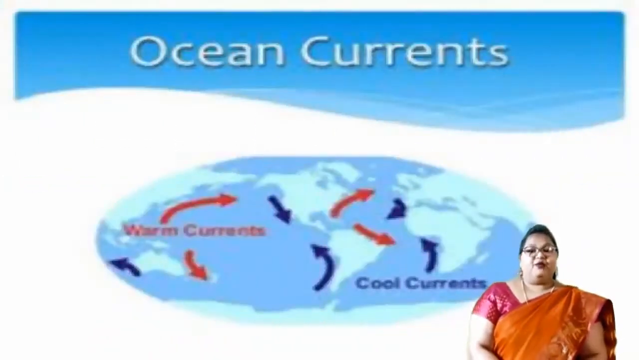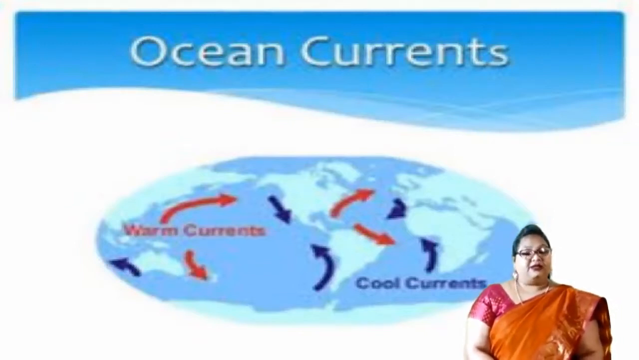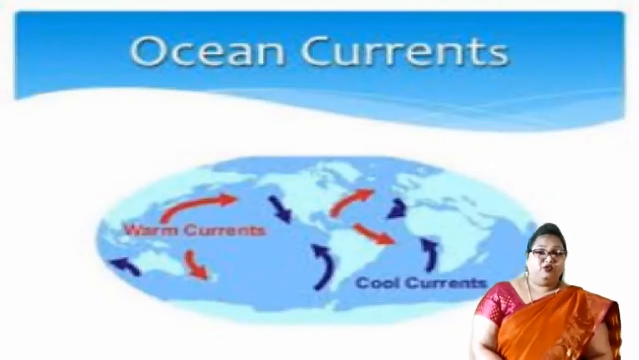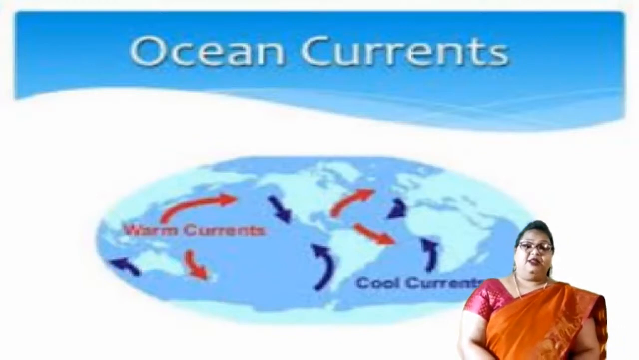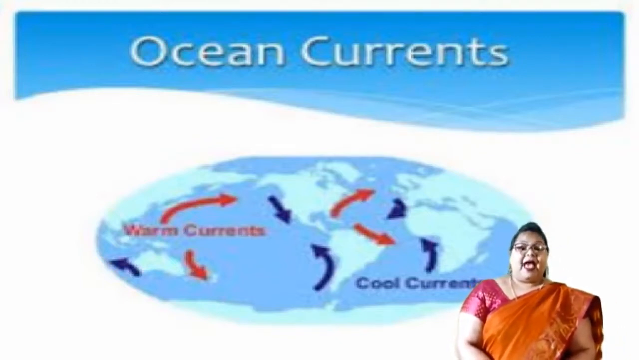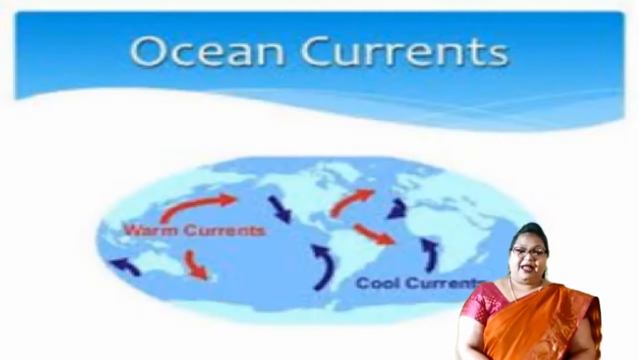The next point that we are going to study is the ocean currents. Now, ocean currents, children, either increase or decrease the temperature of the Earth's surface. There are two types of ocean currents: the warm current, which flows from equatorial to the polar regions, and the cold current, which moves from polar regions towards the equatorial latitudes.